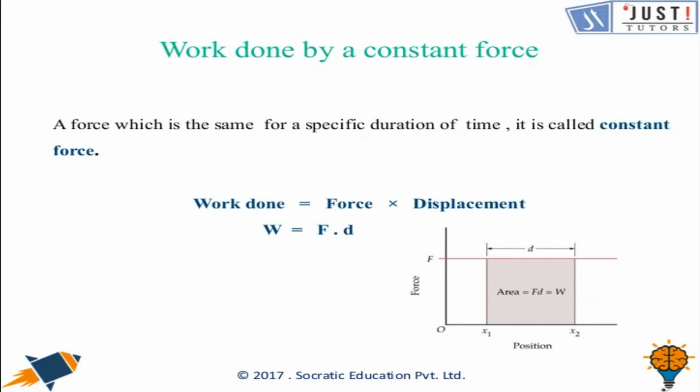Now, work done by a constant force. A force which is the same for a specific duration of time or time interval is called a constant force. The formula says work done is equal to force times displacement, as we discussed on the last slide by the definition. We can also represent it as W equals F times d. Let a constant force F act on an object and let the object be displaced through a distance d in the direction of the force. Let W be the work done. So we can say the work done by the object is Fd.